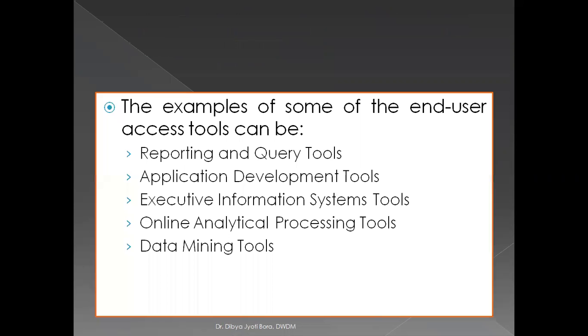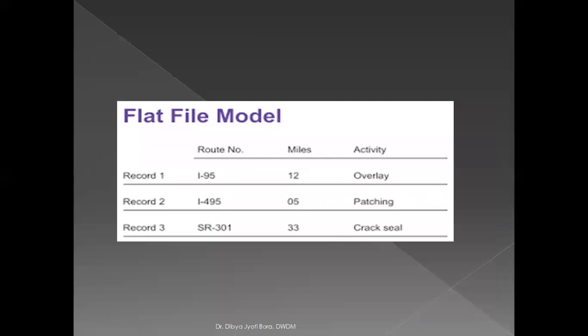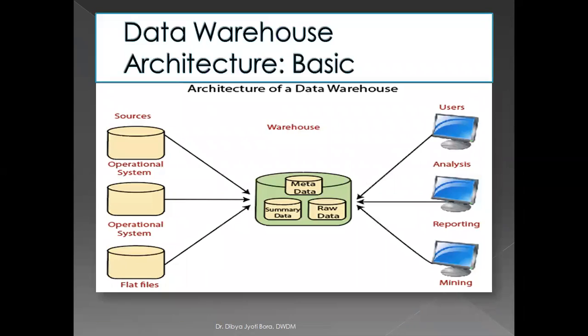Now, in the basic data warehouse architecture, you can see that there is no preprocessor, or you can say filter, between the data coming from sources and the data warehouse. In the basic architecture, data comes directly from sources to the data warehouse, and users directly access the data from that data warehouse. There is no middle layer between them.